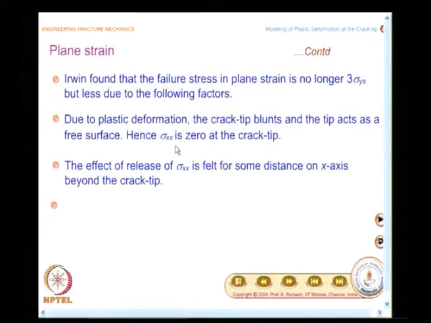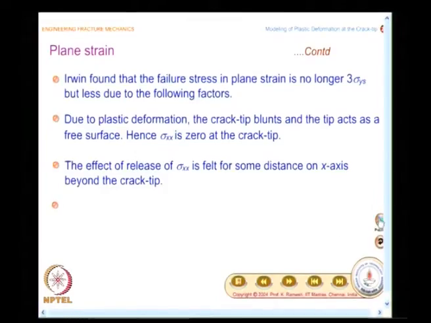So, sigma xx is not the same as sigma yy, and the effect of release of sigma xx is felt for some distance on the x axis beyond the crack tip. So, when you get into the yield criteria, the value of stress corresponding to yielding to take place will not be 3 sigma ys, it would be different than that. Some estimate needs to be done.